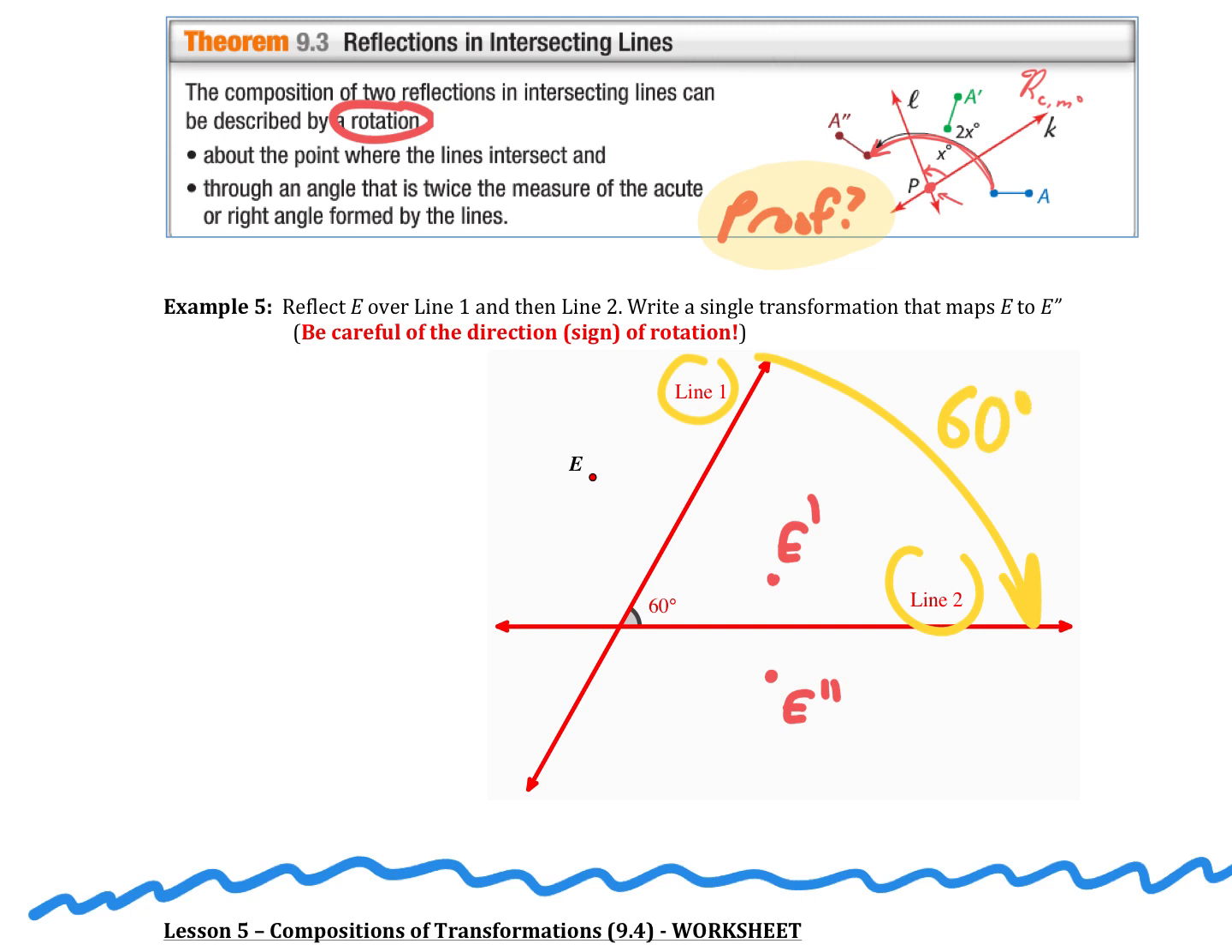We call that negative, don't we? That's the angle of the lines. So this rotation is centered at point Q, of course. But the degree of the rotation is, guess what? Negative 120, because it's twice the measure. Okay, that's done. I'll see you in class.